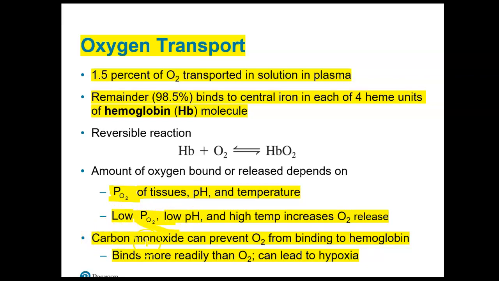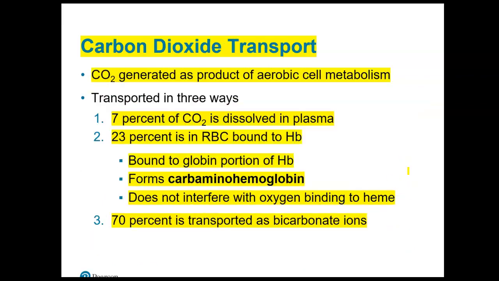Another thing I want you to know is the role of carbon monoxide in carbon monoxide poisoning. Carbon monoxide can also bind to hemoglobin. If it does, it blocks oxygen from binding, and that causes hypoxia, which can lead to you falling asleep and dying.